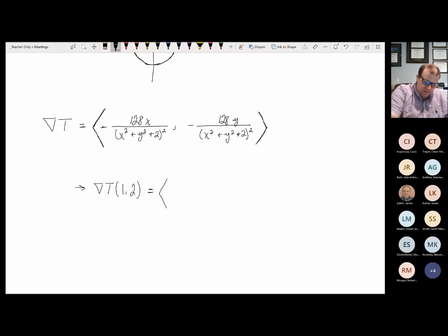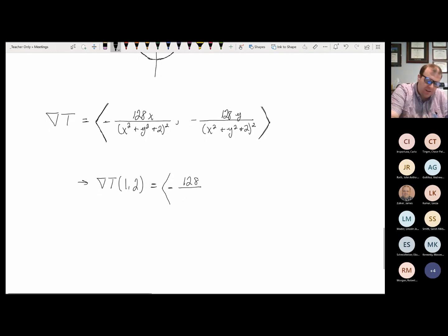It's at the point 1, 2, that first component. Negative. Obviously, the numerator is 128. Denominator, we're going to have 1 squared plus 2 squared, so 1 plus 4, 5 plus 2 is 7, squared is 49. Negative 128 times 2, negative 256, and the denominator is the same, 49. And let's make life easy. Factor out a 128 over 49, and we should be left with 1, 2.